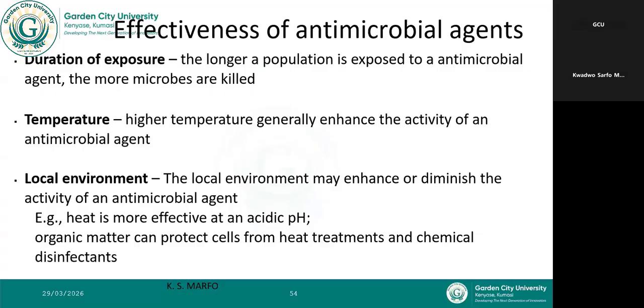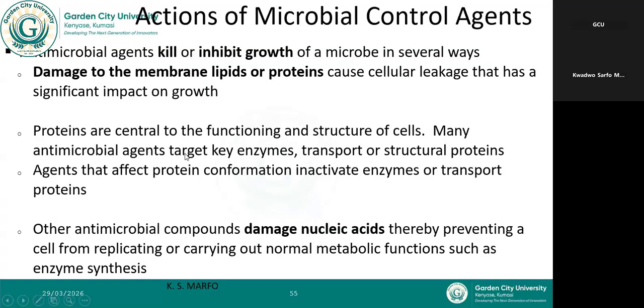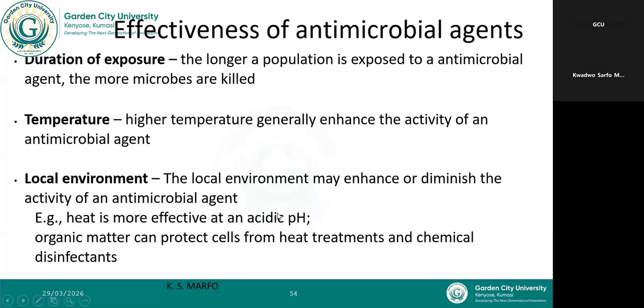Also, you can have some insulators like organic matter that may protect the microorganism from the action of these antimicrobial agents, or even when you apply heat. So for this case, you need to extend the time of exposure if such an environment is encountered.